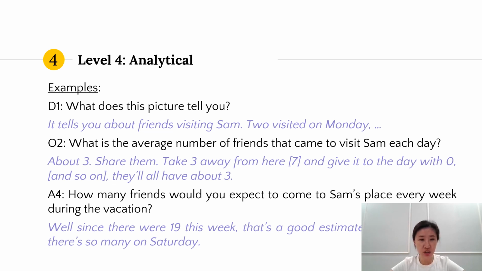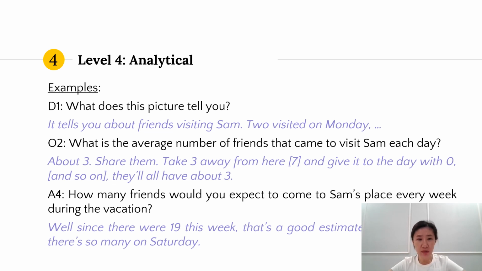So what does this picture tell you? It tells you about friends visiting Sam. So here the student is describing in general the overview of the data that they see, and then they can go into specifics where they describe 2 visited on Monday, 0 visited on Tuesday, and so on. Second question, what is the average number of friends that came to visit Sam each day? So they can justify with almost good accuracy with valid reasoning. Like for example, they may say about 3.